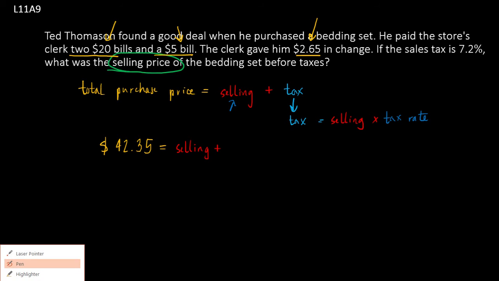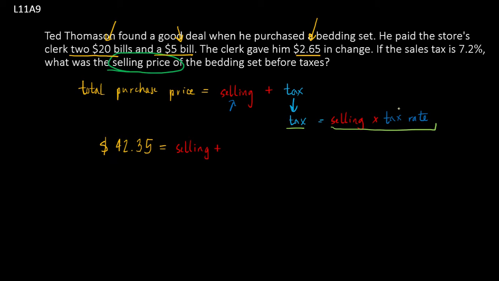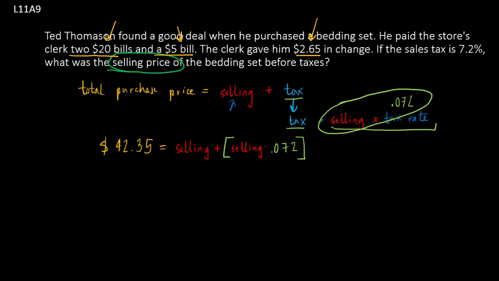Now for tax, once again, I'm going to do something a little tricky. I don't know the tax either. However, I know that tax is equal to selling price times tax rate. And I know that tax rate is equal to 7.2% or 0.072. So what I can do is, instead of just writing tax again, I can replace it with this equation, because this equation is equal to tax. So I'm going to replace it with selling price times 0.072.